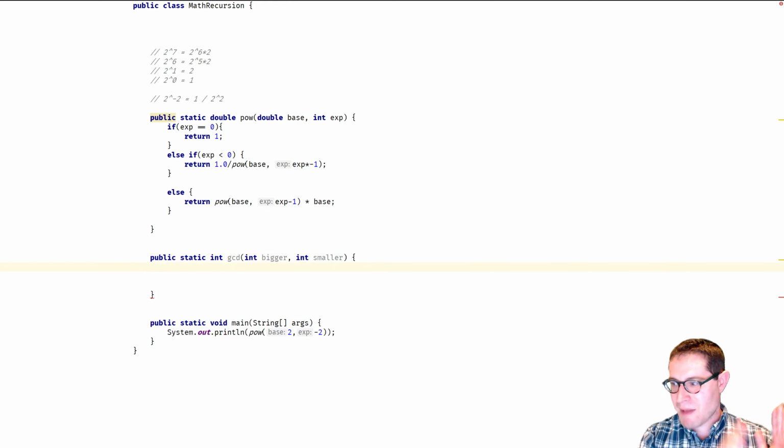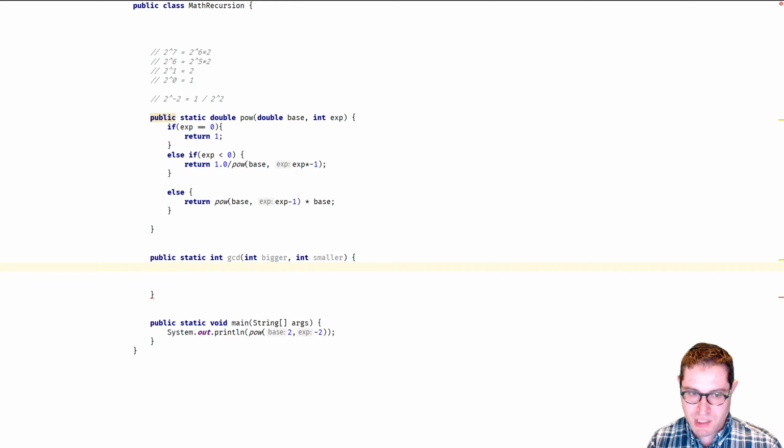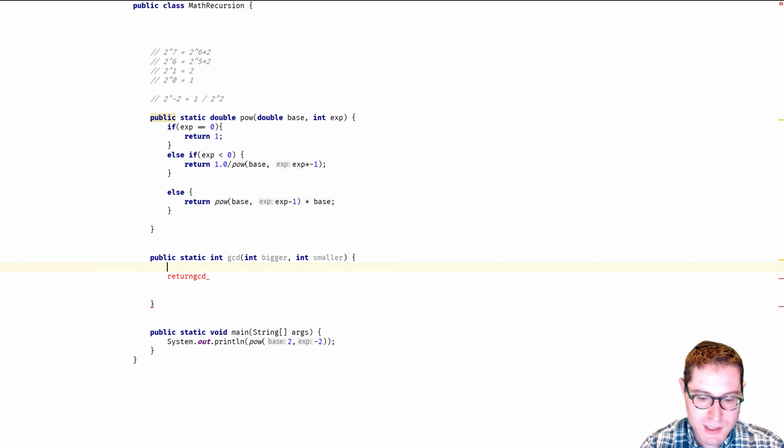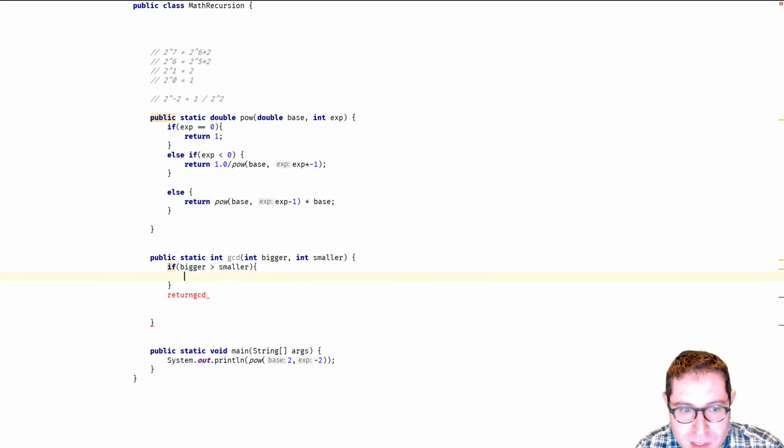Because it doesn't really matter what order we're trying to figure out. The greatest common denominator of 36 and 24 is 12, and the greatest common denominator of 24 and 36, the same thing but reversed, should be the same, 12. So, GCD. So, if bigger is greater than smaller, what do we do?